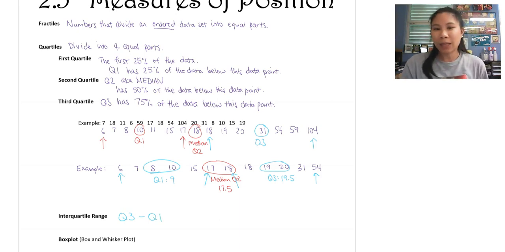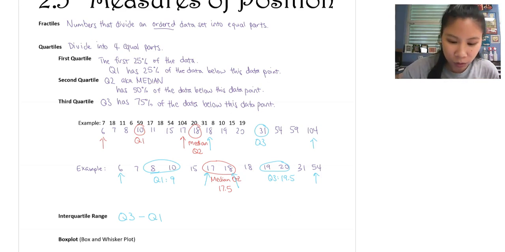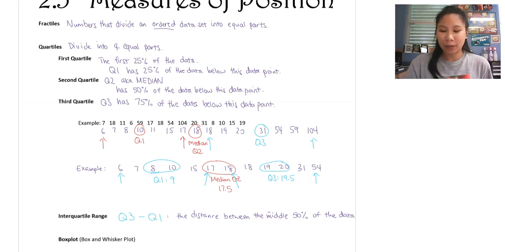The reason why we sometimes like to use the interquartile range is because this will tell us how wide, or how far apart, the middle amount of data is, because between Q3 and Q1 there's 50% of the data. Q1 has 25% below it and 75% above it. Q3 has 75% below it, 25% above it, with the median right in the middle. So Q3 minus Q1 tells us the distance between the middle 50% of the data.